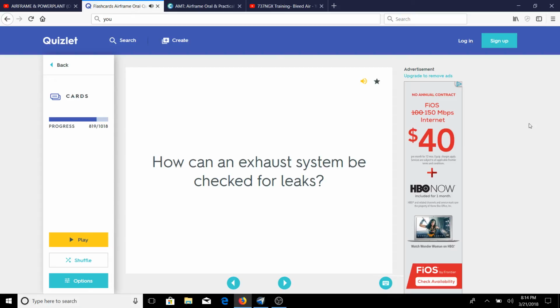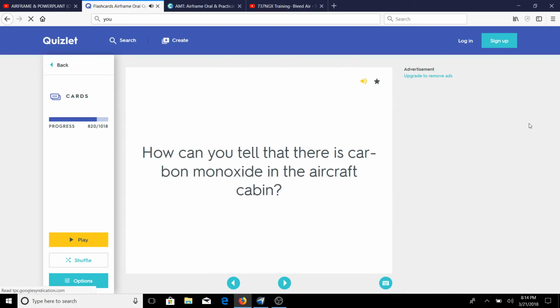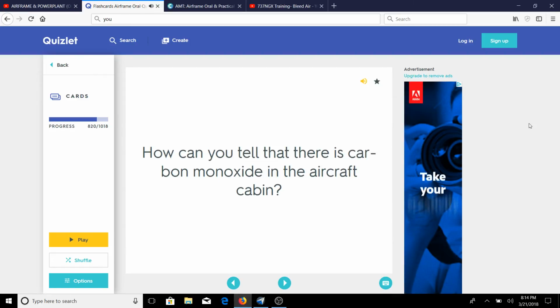How can an exhaust system be checked for leaks? Pressurize it with the discharge from a vacuum cleaner and wipe the outside of the system with a soap solution. How can you tell that there is carbon monoxide in the aircraft cabin?